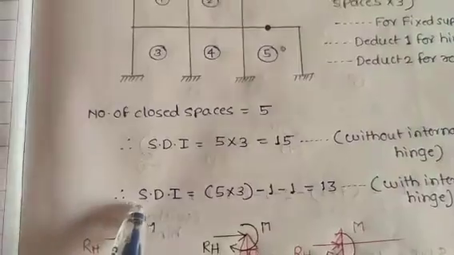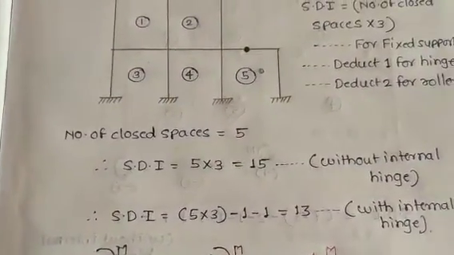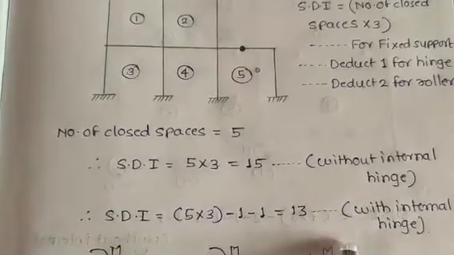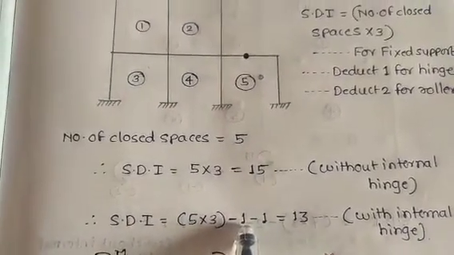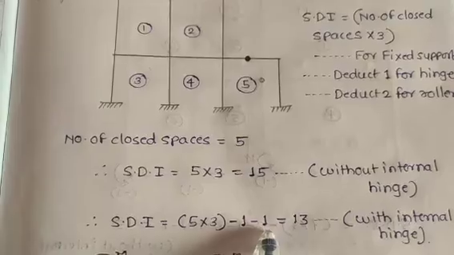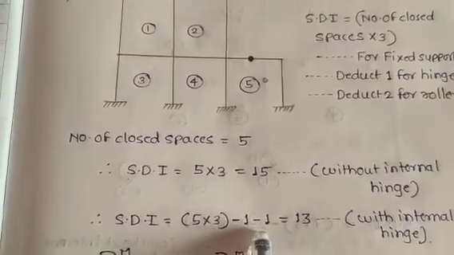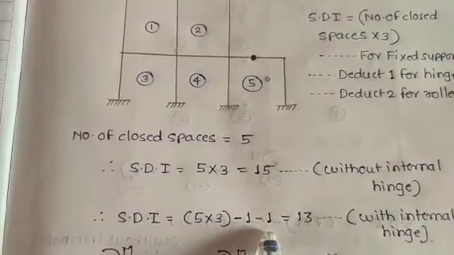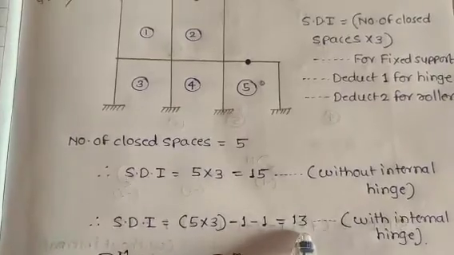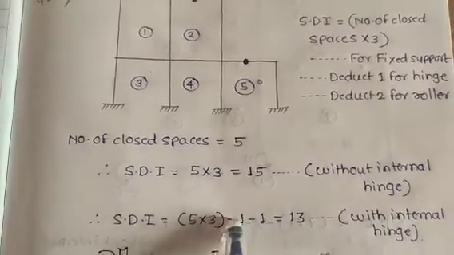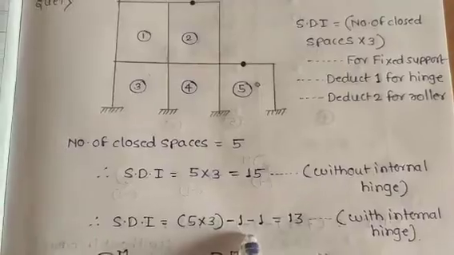Here, for the static degree of indeterminacy with internal hinge, you have to deduct 1 for one hinge, again 1 for another hinge. Means the total static degree of indeterminacy with internal hinge is equal to 13 as per our deduction for these internal hinges.